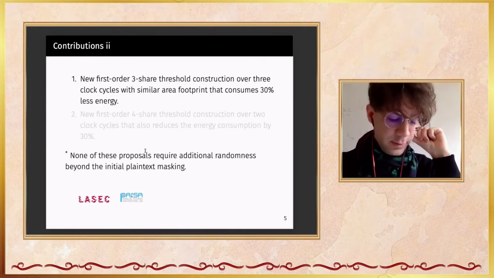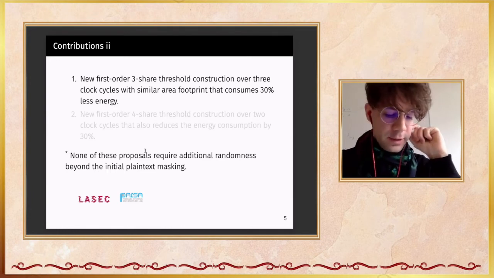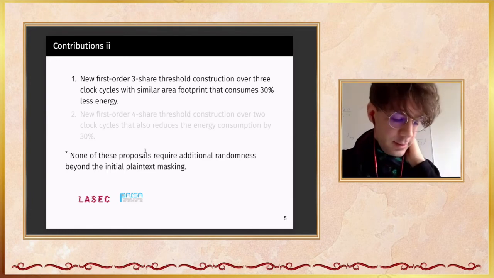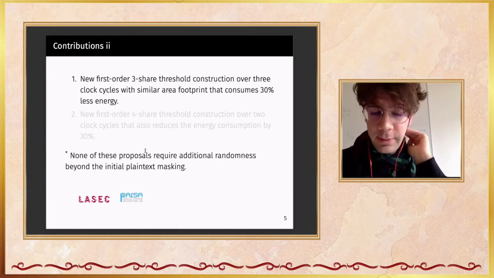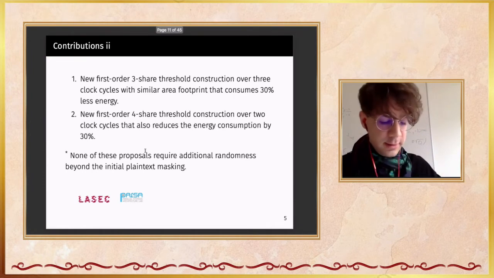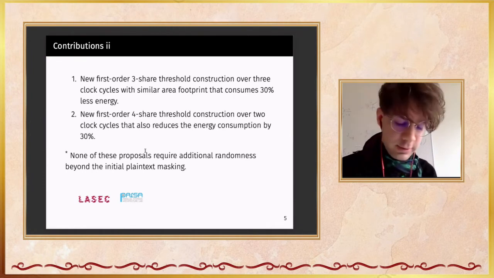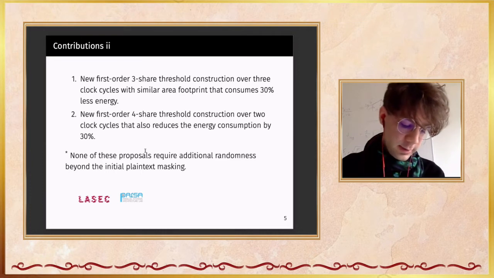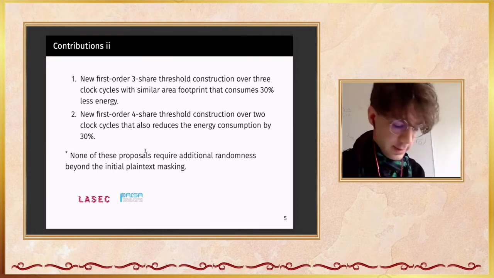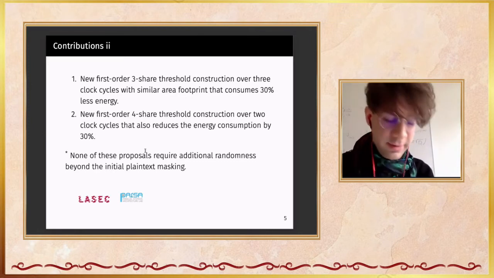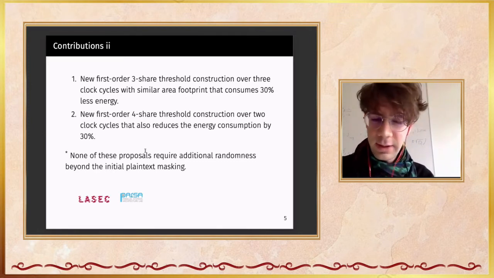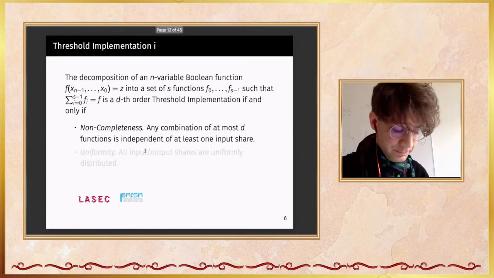Firstly, we introduce a new first-order three-share threshold construction over 3 clock cycles with a similar area footprint compared to the white paper proposal, and that consumes roughly 30% less energy. Secondly, a new first-order 4-share threshold construction over 2 clock cycles that also reduces the energy by roughly 30%. It's important to note here that none of these proposals require additional randomness beyond the initial plaintext masking.